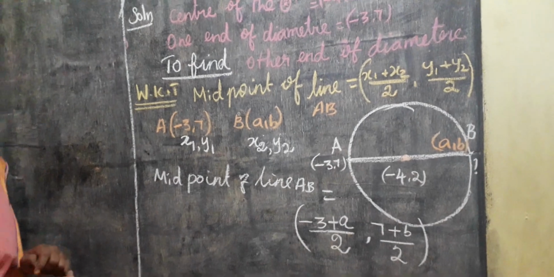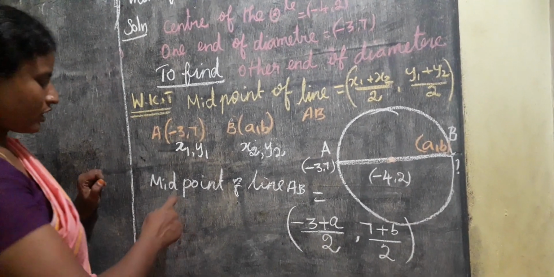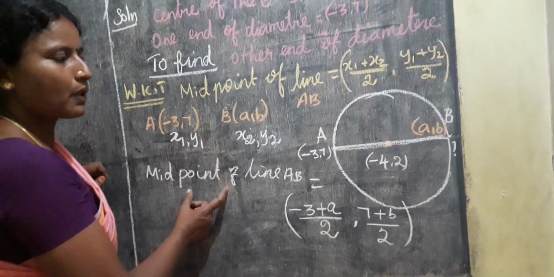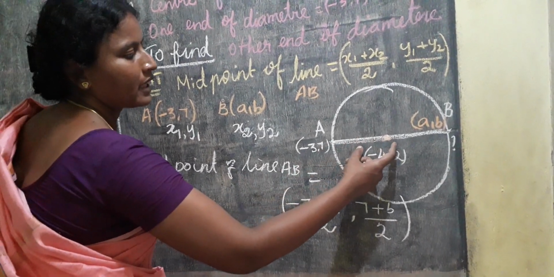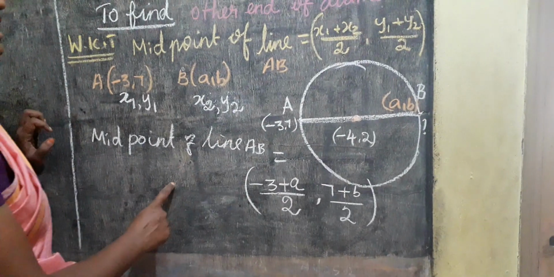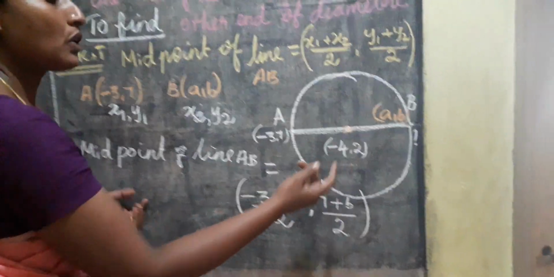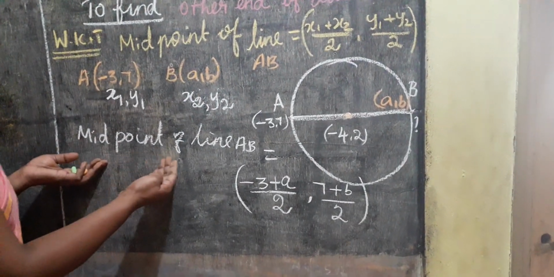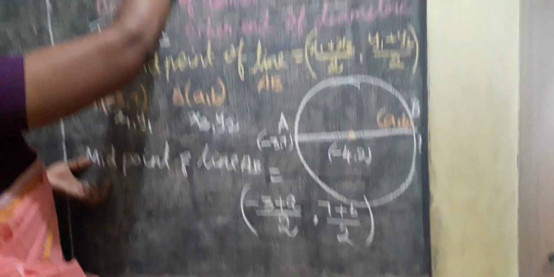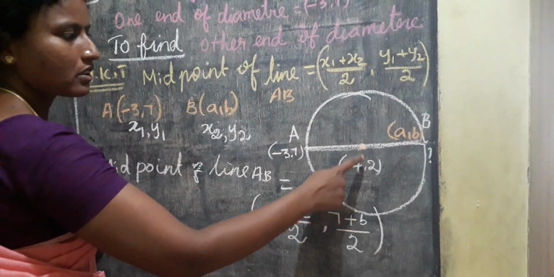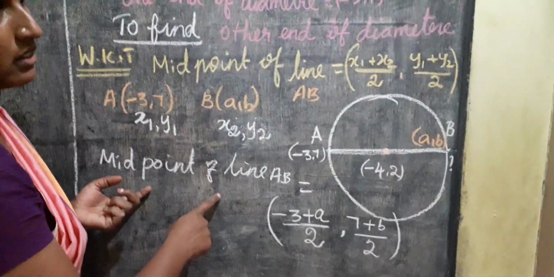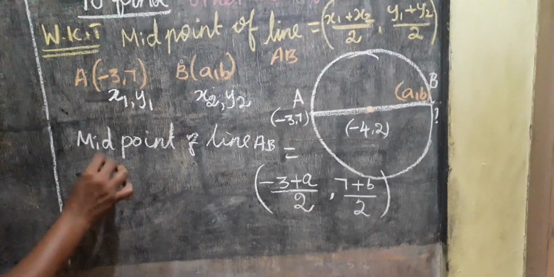Okay, next, listen. We know the given midpoint of the line. What is given as the midpoint? (-4, 2). Listen, children, if you understand this, it is very easy. (-4, 2) is replaced in the place of the midpoint of the line. Why? Because (-4, 2) is the center of the circle, that is given in the question. The center of the circle is equal to the midpoint of the line. Clear?